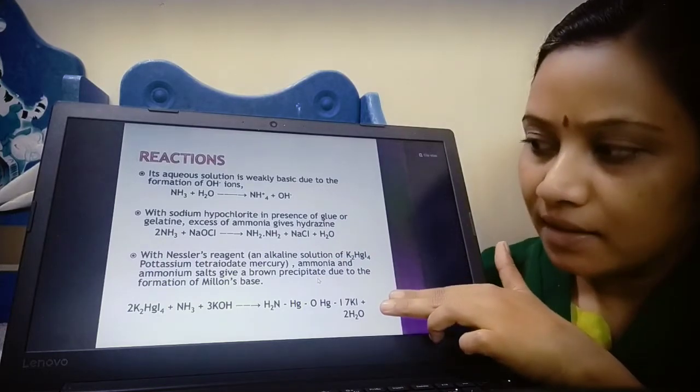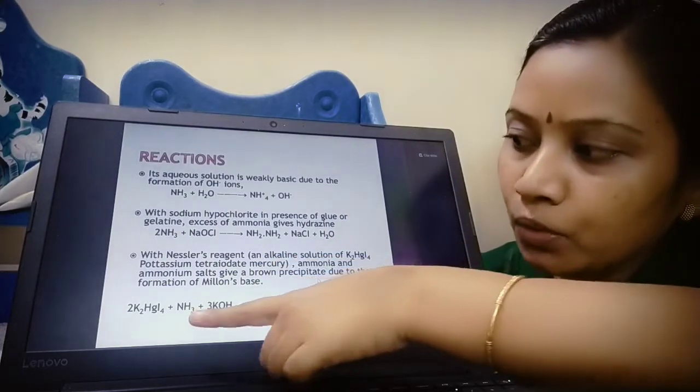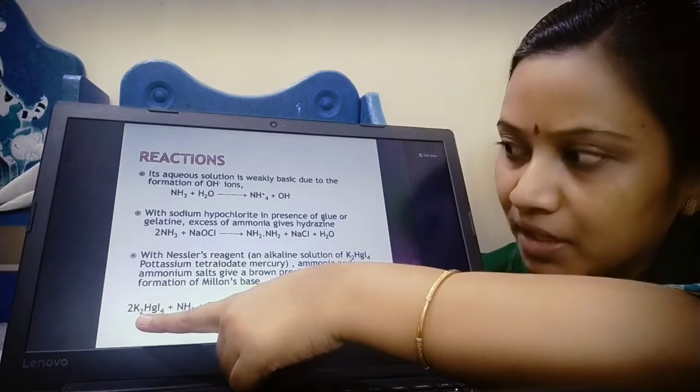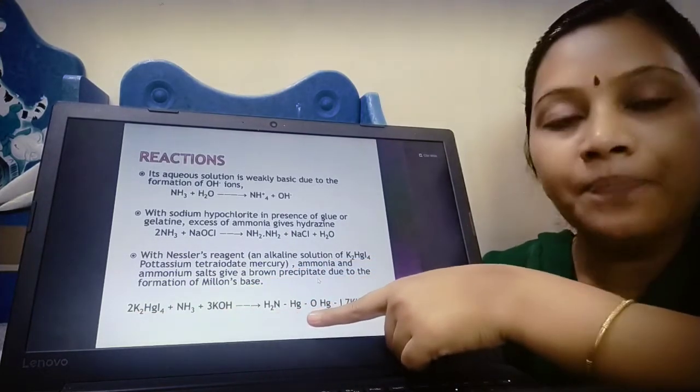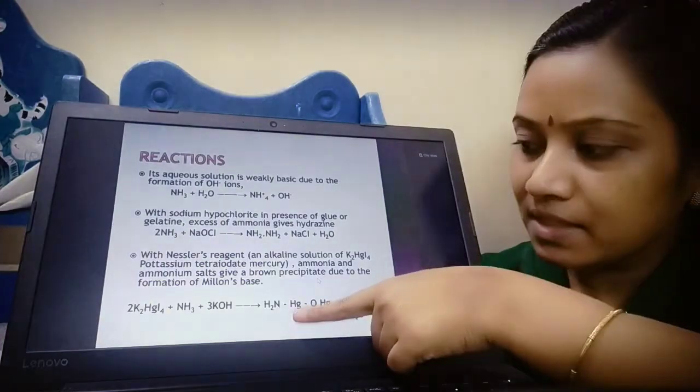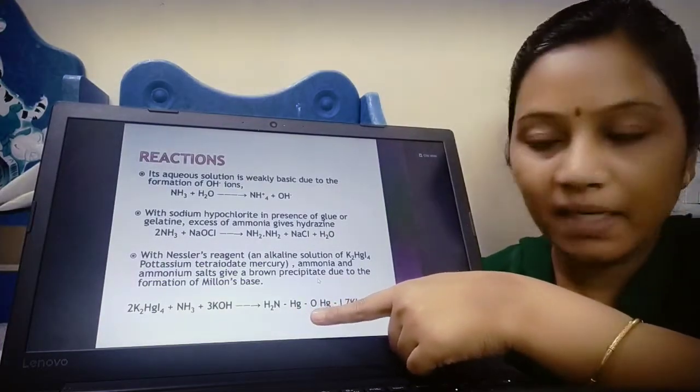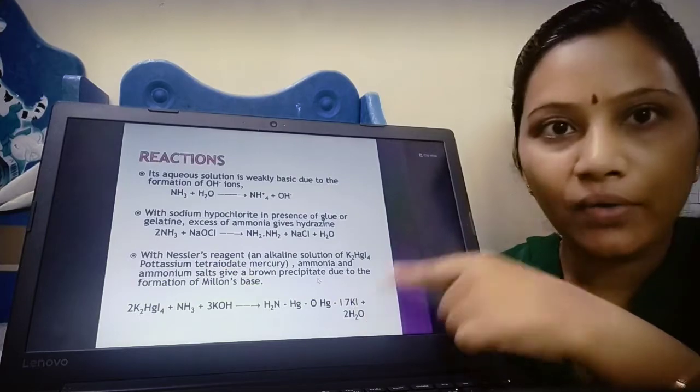Now, what is the third reaction? When I treat ammonia with Nessler's reagent along with alcoholic KOH, I will be getting Millon's base. Because of this Millon's base, a brown color precipitate is formed, with the liberation of potassium iodide and water.